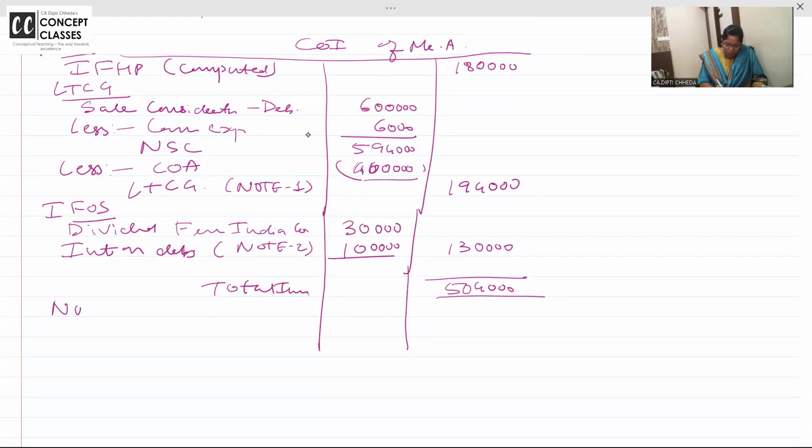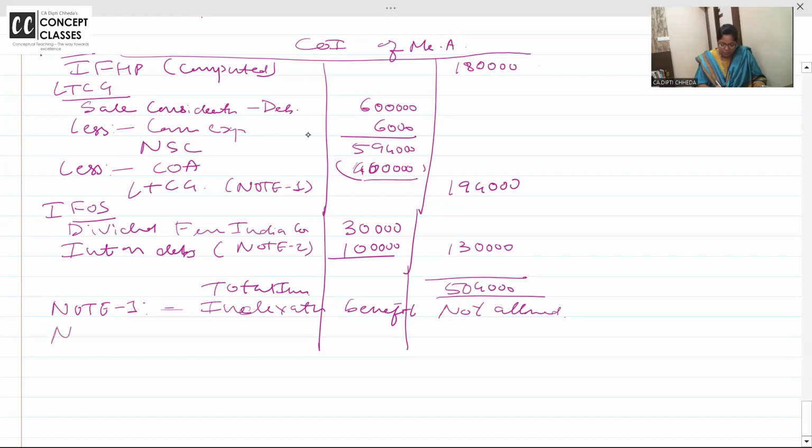So now note 1. Can you see below the table they have given CII rates but not allowed? Nothing is allowed. Indexation benefit not allowed. Note 2.